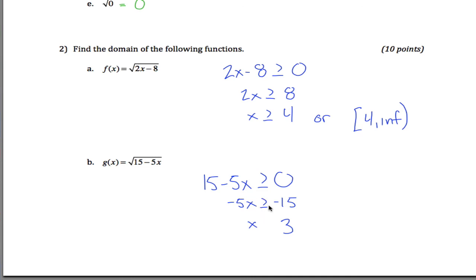However, when you divide both sides of an inequality by a negative number, you've got to remember to flip that sign around. So what we get here is that we need x to be less than or equal to 3. The way you can write that is it's everything from negative infinity up to 3, including 3 because it's less than or equal to. So I guess that's it. That's the domains of these functions, and that's the end of this quiz.